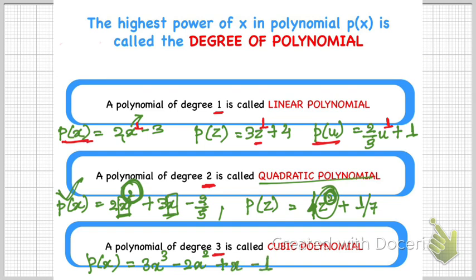Here you will find the highest power of x is 3, so the degree of this polynomial p(x) is 3. Therefore this polynomial is a cubic polynomial. So here is how we define the degree of a polynomial, and how, based on the degree, we classify polynomials as linear, quadratic or cubic.